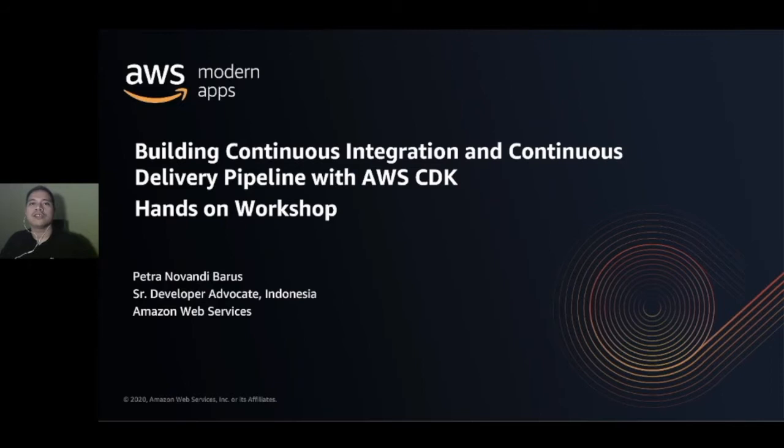AWS has a lot of services to help with each of the stages of the pipeline. Starting from the source, we have AWS CodeCommit, and in the build, we have AWS CodeBuild. In the test, we have AWS CodeBuild combined with third-party services, and in the deployment process, we have AWS CodeDeploy. All of these stages can be visualized by using AWS CodePipeline. To get started with the CI/CD tools, you can also use AWS CodeStar.